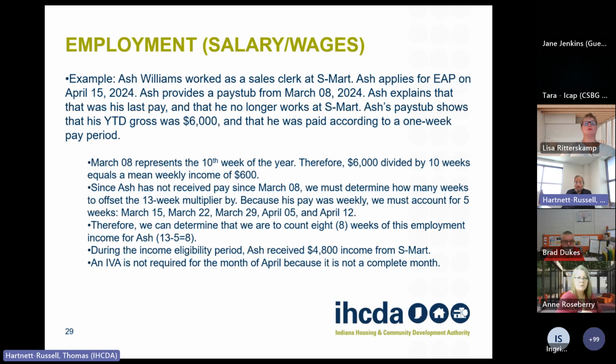And an IVA will not be required for the month of April because it is not a complete month, and he did receive pay on March 1st and March 8th. So March is not a zero income month either.